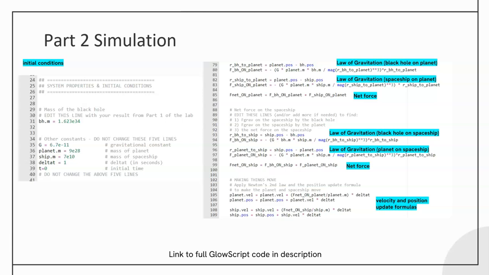And then we use that mass that we calculated from there in part 2 in the initial conditions for BH.m, the mass of the black hole. And then on the right is our iteration. I first started by finding the forces. So for the forces on the planet, I used the law of gravitation to find both of the forces, and then I added them up to find the net force. And I did the same thing for the spaceship, and then I used the velocity and position update formulas to update the motion of both the planet and the spaceship.